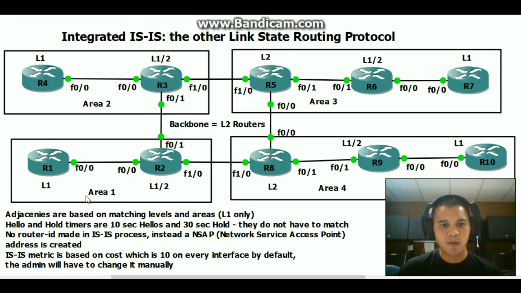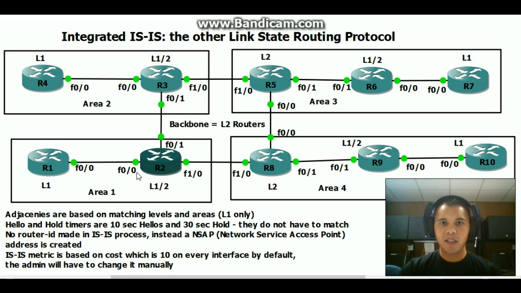The hello and hold timers are 10 seconds and 30 seconds for the hold timer. They don't have to match, just like EIGRP, but in OSPF they do. So that's a difference. There is no router ID like in OSPF, where you have to give it a router ID in the format of an IP address, but it isn't an IP address, it's just a number in the format of it. In ISIS, we have to give it a network service access point address, which is called an NSAP. I'll explain that once I configure it.